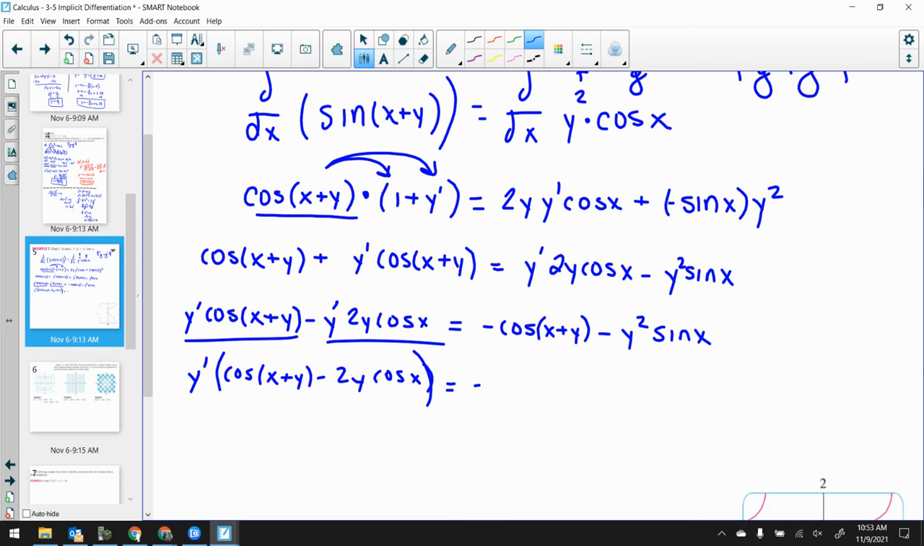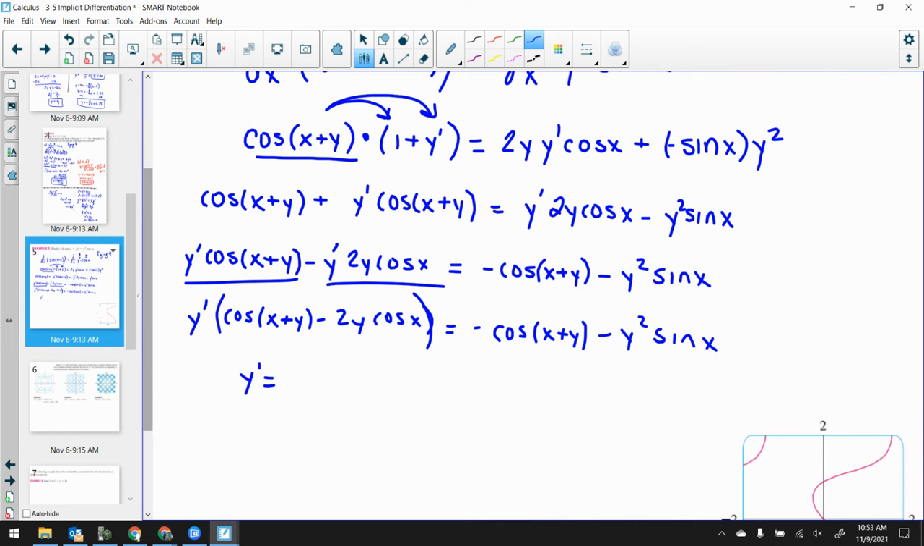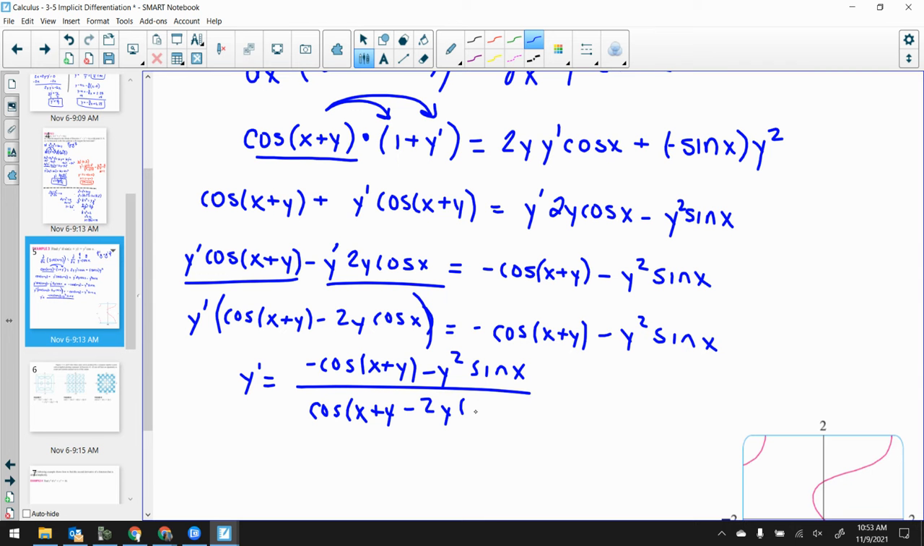Right side stays the same. Negative cosine x plus y minus y squared sine x. And now I divide over. y prime is equal to negative cosine x plus y minus y squared sine x over cosine x plus y minus 2y cosine x.